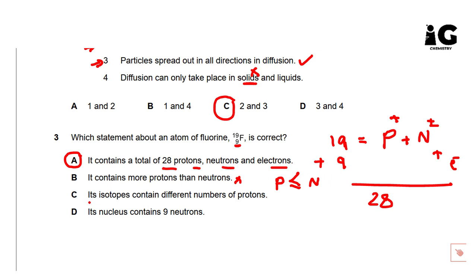Okay, for letter C, its isotopes contain different numbers of protons. I think everyone knows the idea of isotopes is a different number of neutrons, not protons. And the last one, its nucleus contains 9 neutrons. Guys, you know how you can calculate the number of neutrons here? We say 19, which is the atomic mass, minus 9, which is the proton number, to give 10. This is the number of neutrons. So the correct answer is A.